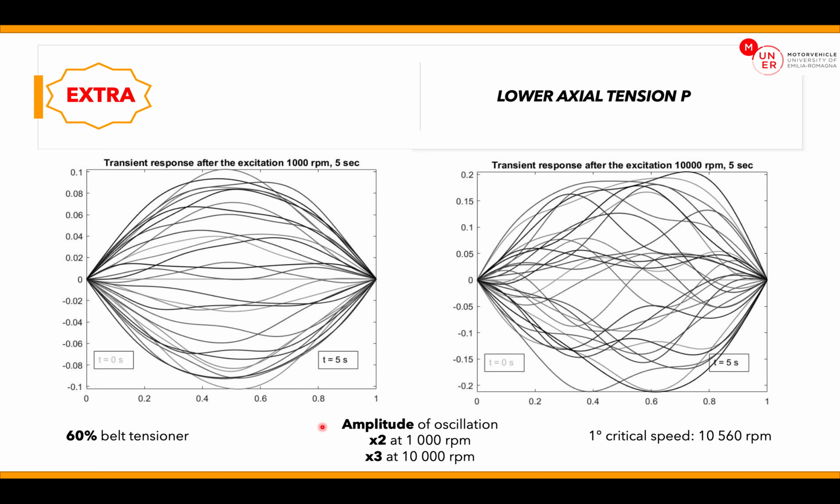The solution to this problem could be a through pulley located in the midspan. It will decrease the length of the beam and the amplitude of the oscillation as well.